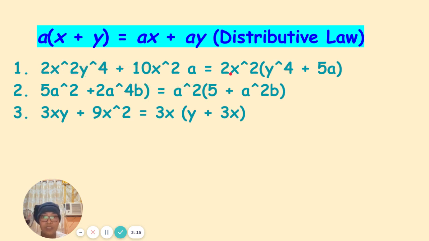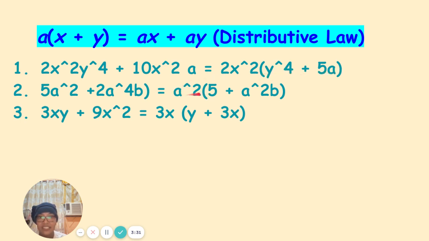So, your first factor will be 2x squared times yung mga naiwan po. Y to the fourth and 5a. So, when you multiply 2 and 5, it's 10. So, for you to check. So, 5a. So, this is your answer.